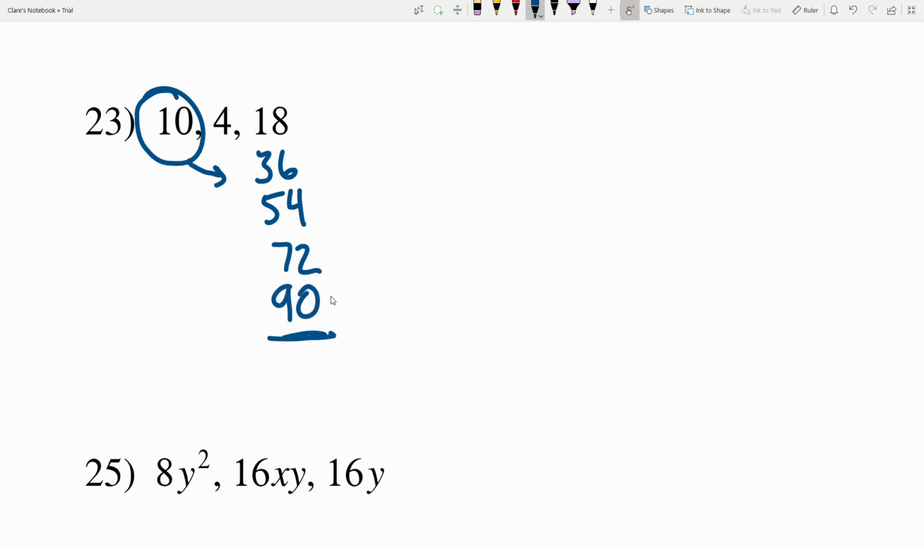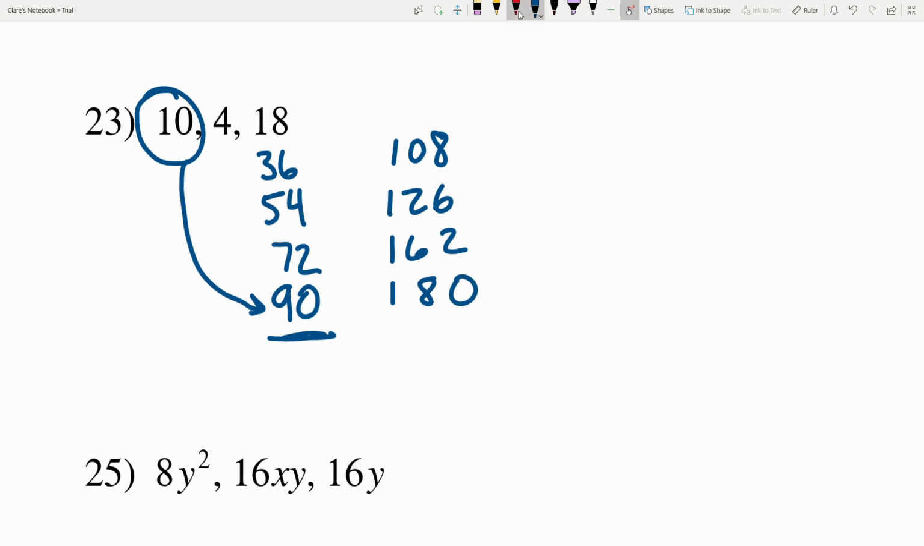Ooh, 90 ends in 0, so 10 goes into 90, but does 4 go into 90? No, 4 does not go evenly into 90 because 90 divided by 4 would give us some decimal or some fraction. So we've got to keep moving on. We were at 18 times 5, so now we're going to go to 18 times 6, which is 108. 108 does not end in a 0, so we know 10 does not divide that. So let's try 18 times 7, which is 126, so 10 does not divide that. 18 times 9 is 162, 10 does not divide that. And 18 times 10 is 180.